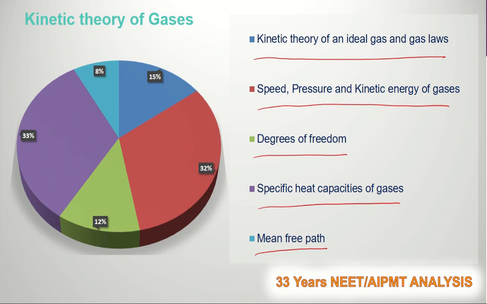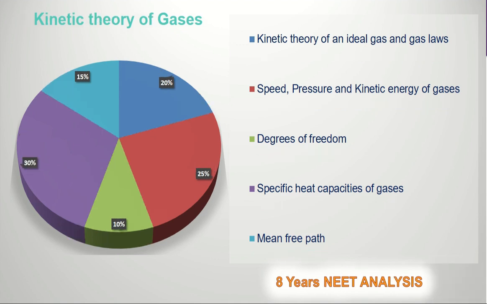So this was the trend for the past 33 years. Now if you see the past 8 years, about 20% of questions were coming from kinetic theory of an ideal gas and gas laws, 25% from speed, pressure, and kinetic energy of gases, 10% from degrees of freedom, 30% from specific heat capacities of gases, and 15% from mean free path.